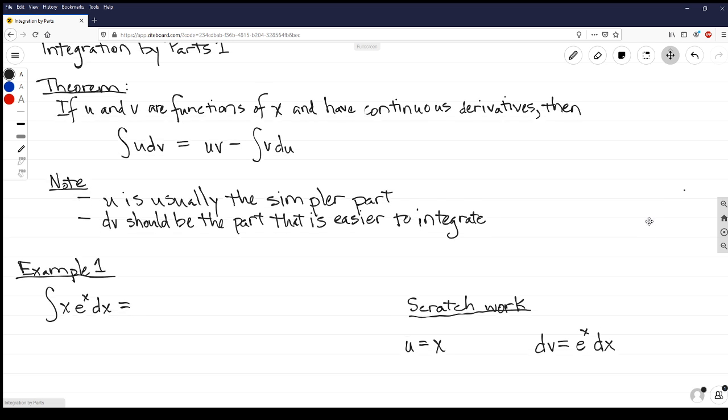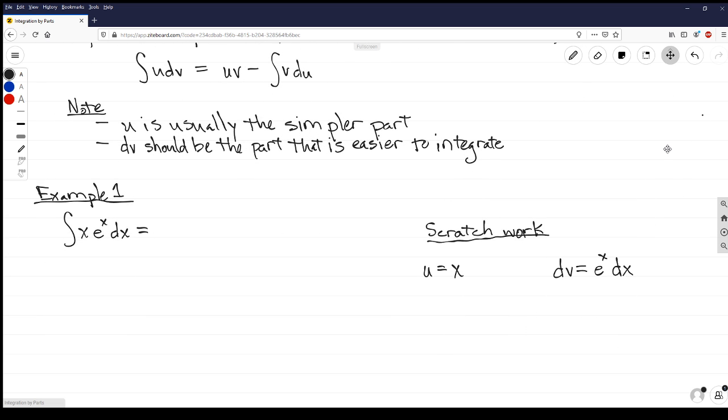So let me raise our problem up a little bit so we have some room. Alright, so I'm walking through this example. I have let you know that u is going to be the x. dv is the entire rest of the problem, e to the x times dx. Now, the next thing that we need to do is differentiate the u. And this should not be a very hard thing here.